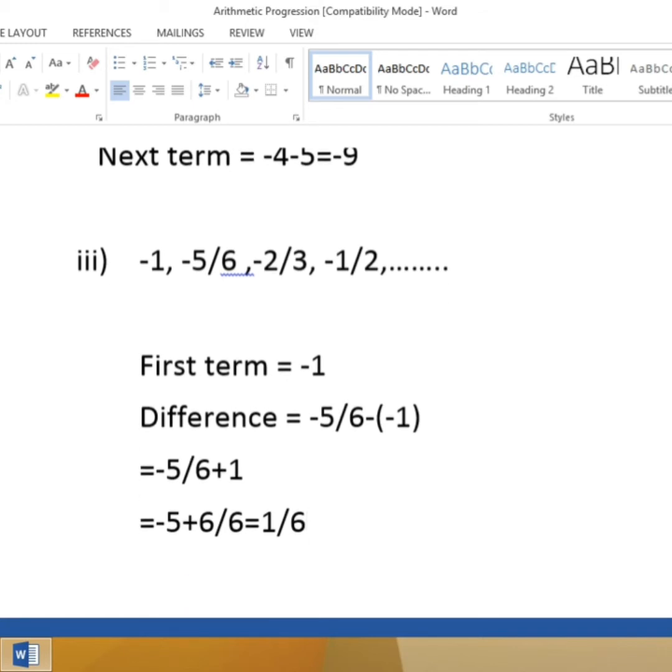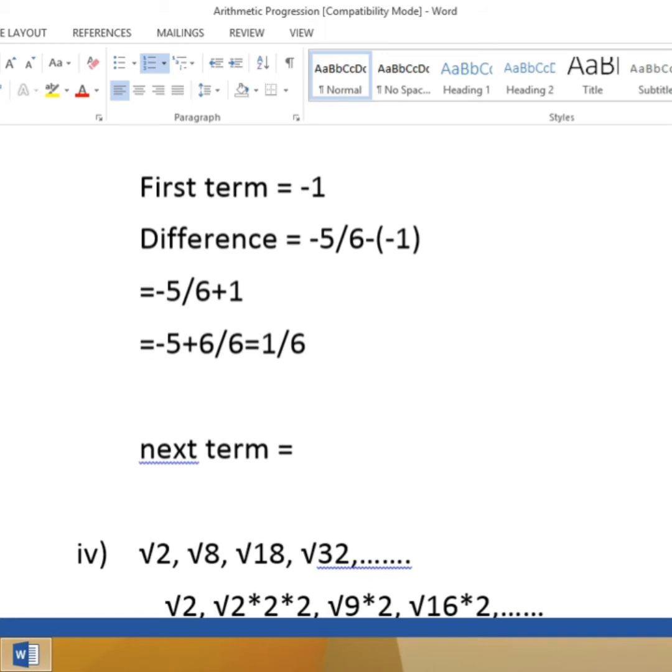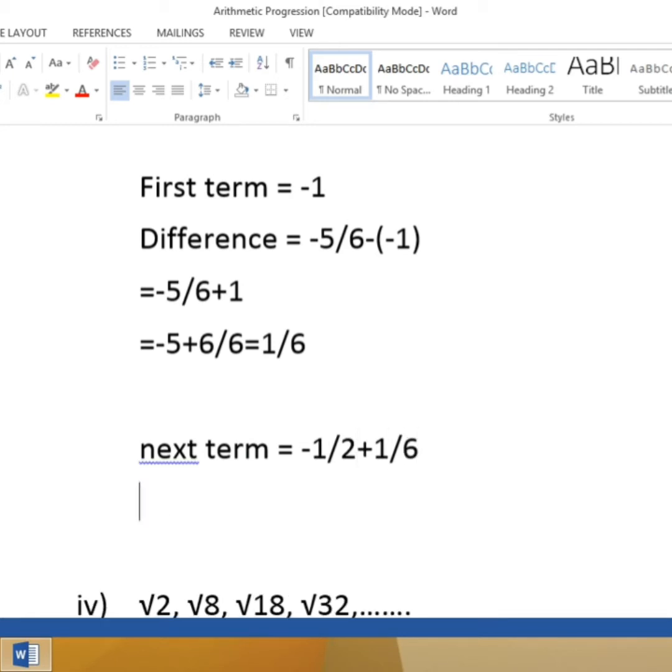After finding the difference, we are going to find the next term after minus 1 by 2. So the next term is going to be minus 1 by 2 plus 1 by 6. Again, we have to take the LCM. So 2 into 6 is 3 times. So minus 3 plus 1, because for 6 it's only one time. That's by 6. That's going to be minus 2 by 6, which by further simplifying we get minus 1 by 3.